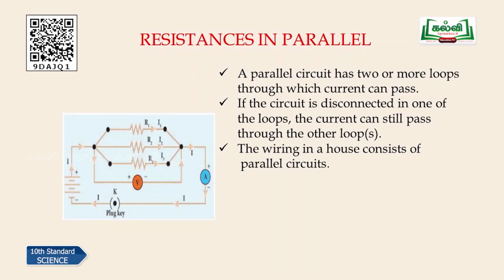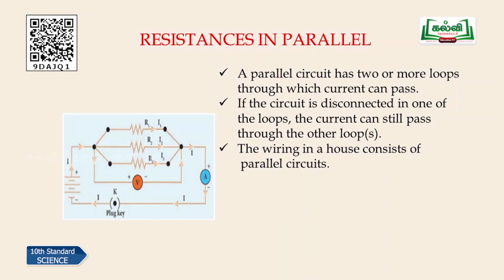Okay. Now, we can go to resistances in parallel. Here, we have to see the circuit. In the series circuit, what have I taken? I have taken the 3 resistances. I have connected the ends of the resistors one after another. Okay. But here, we have to connect them as a loop.